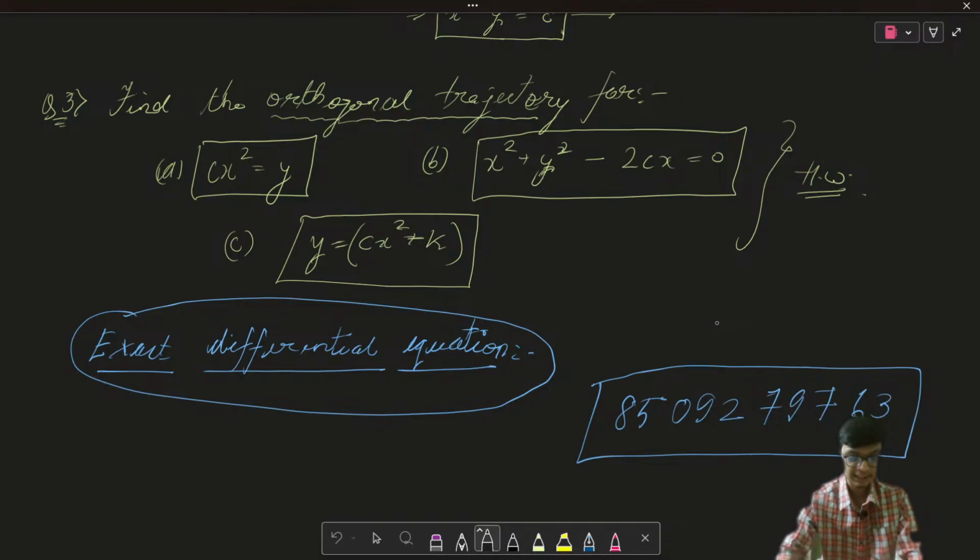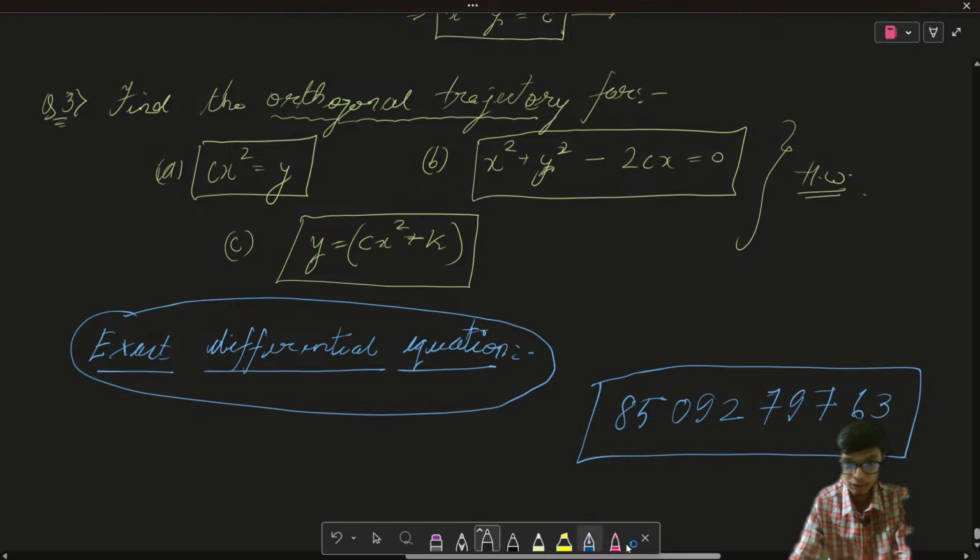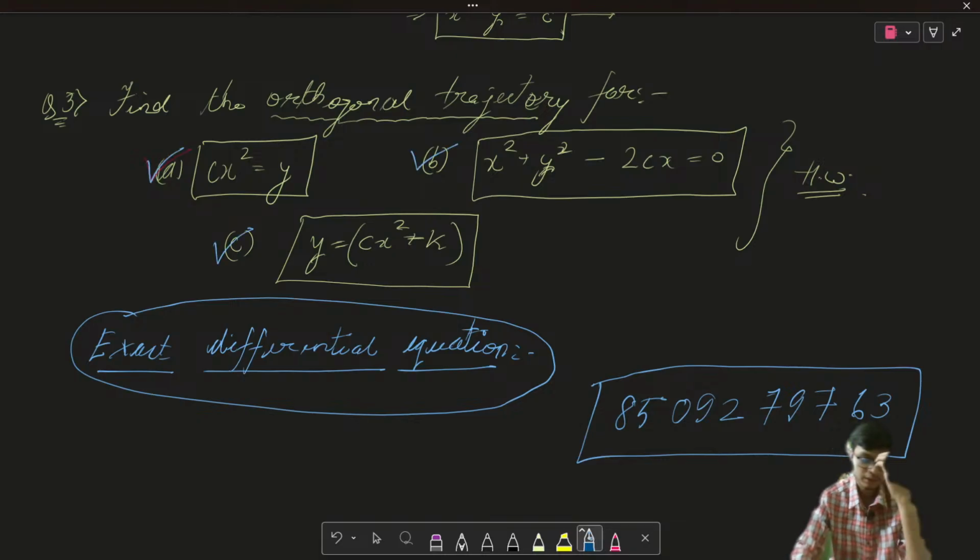But before we start, as of the last session, I asked all of you to solve the questions on orthogonal trajectory, right? In our last class, we discussed how to find the orthogonal trajectory for a given family of curves, right? So I gave you three homework problems to practice. I hope you have all practiced these questions. These are the three problems, very simple problems, right?